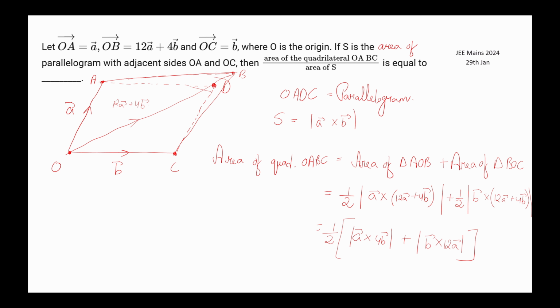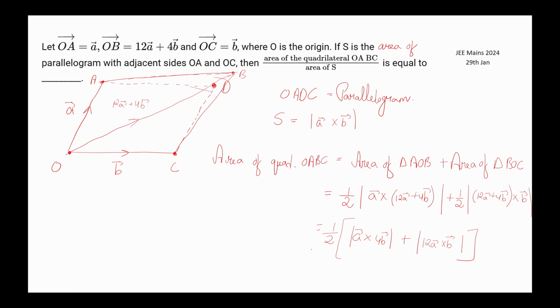I'm sorry, there has been a mistake here. This would not be B vector cross this value, since I hope you all remember in the first area of triangle we had written A vector cross OB vector. So here it would become OB vector cross OC vector. Of course, we have to take the first side of the triangle that has been given to us. So this would become 12A vector plus 4B vector cross B vector. So now after solving this one, we would be left with 12A vector cross B vector.